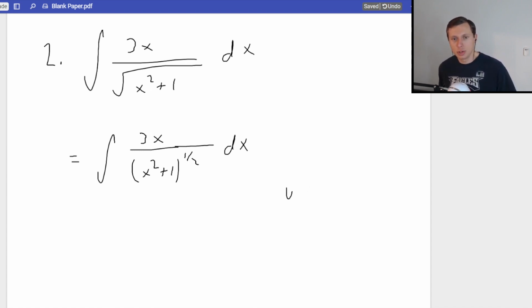So I need to choose my U for the U substitution. I'm going to give you like 10 seconds for each of you individually. Don't say it out loud. I don't care. Just think in your head what the U is going to be in this U substitution. If you know it, great. If you don't, I'll tell you in 10 seconds.